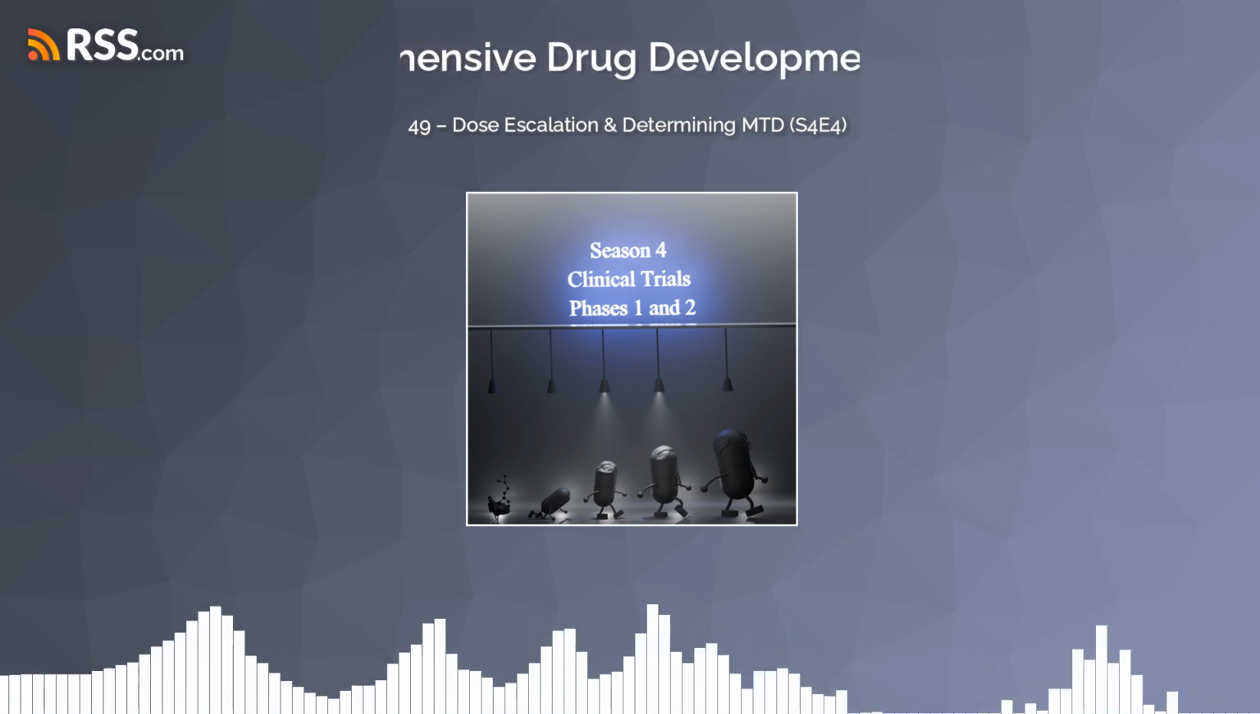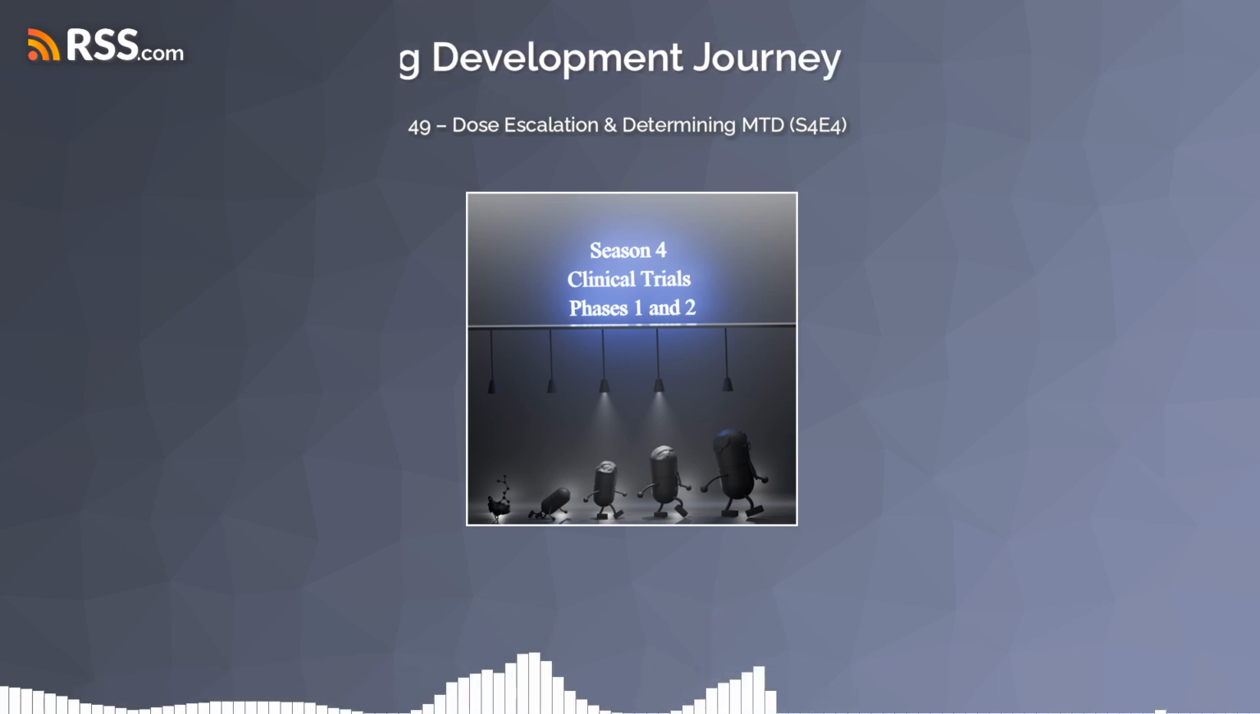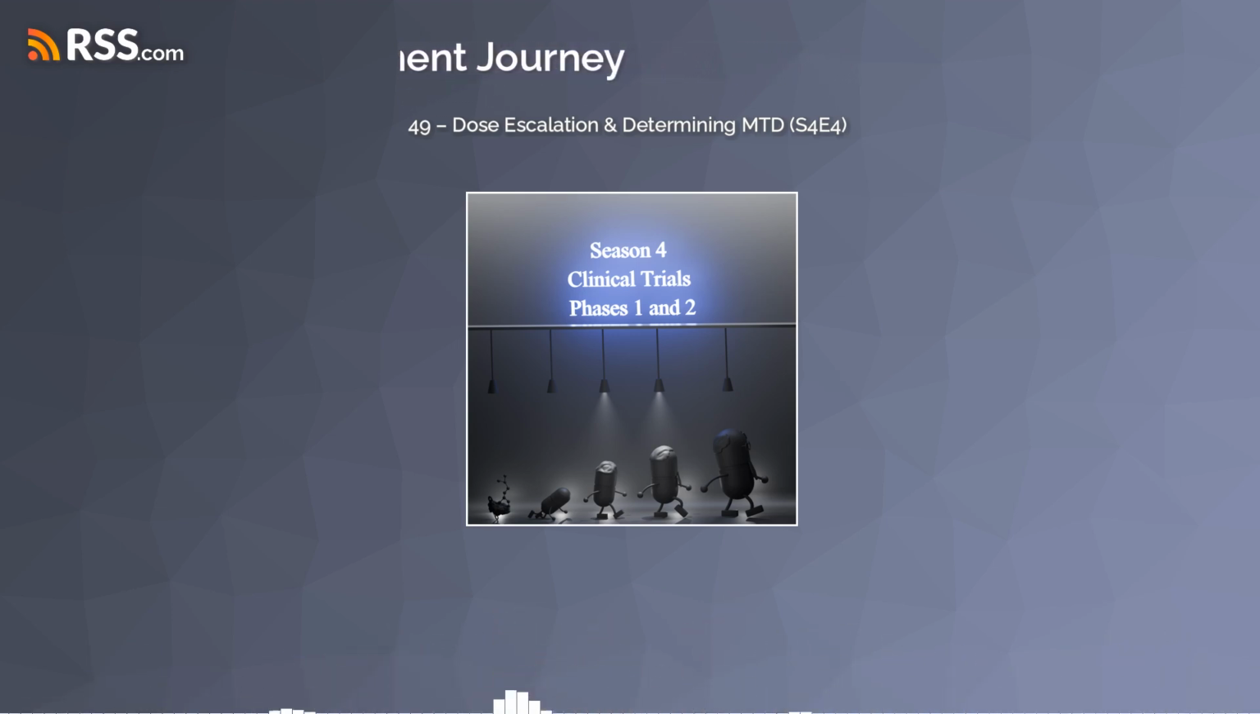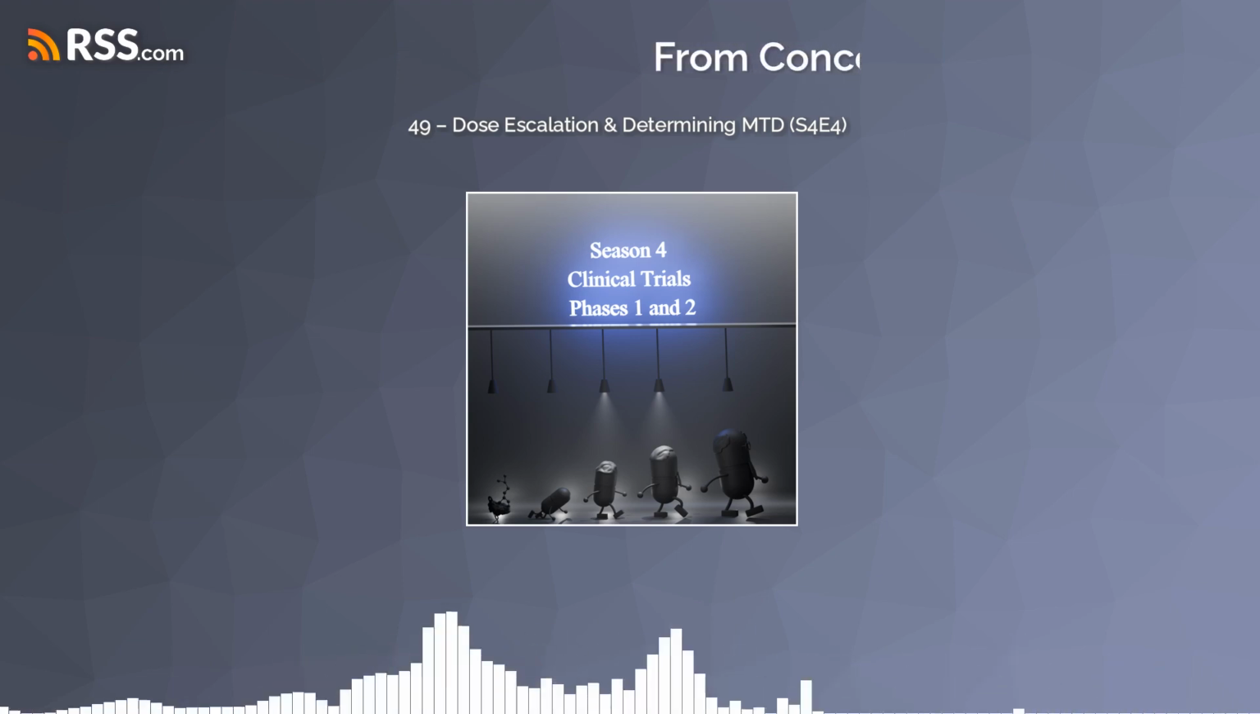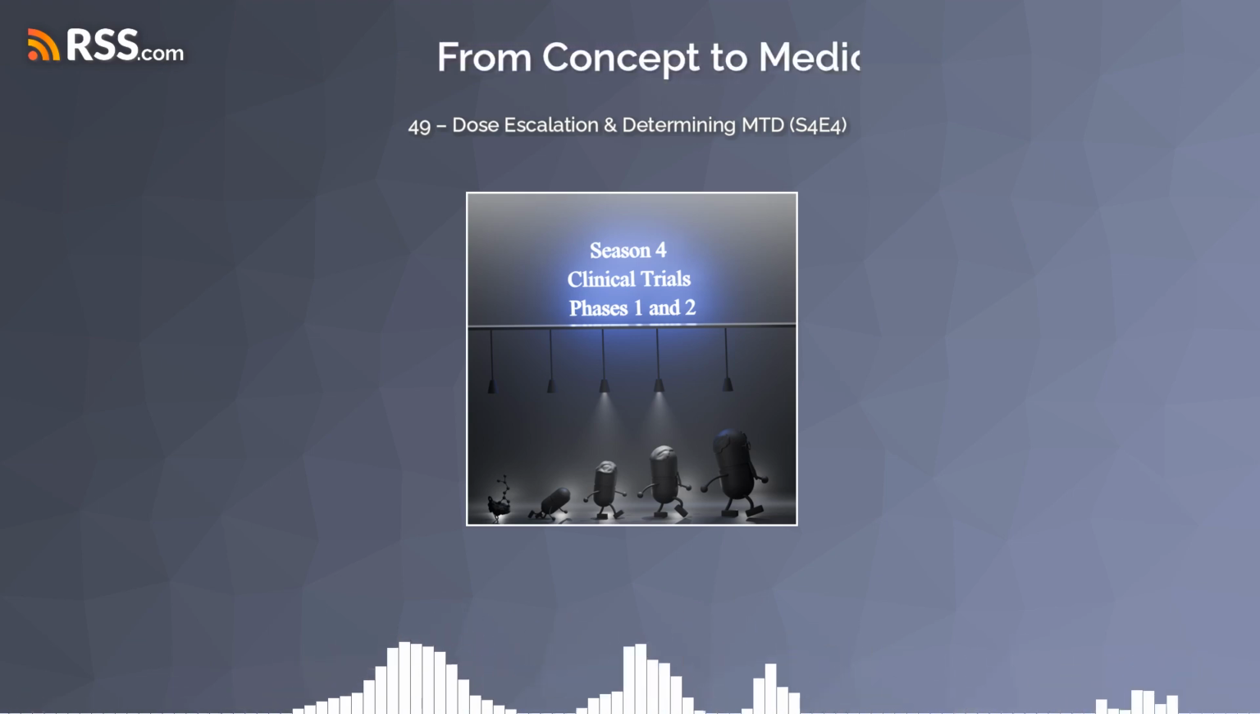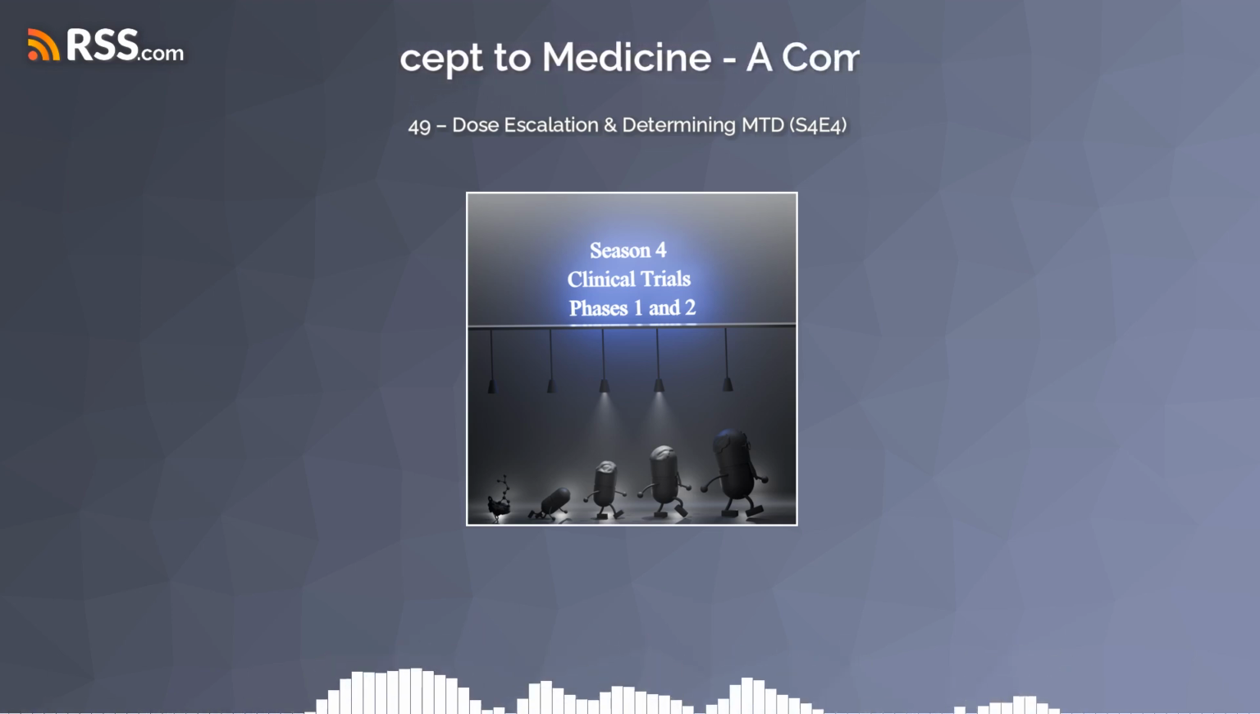Did they find that higher doses were more effective? They discovered that higher doses of imatinib were associated with higher rates of complete cytogenetic response, meaning that the cancer cells were no longer detectable in the bone marrow. It was a remarkable finding.